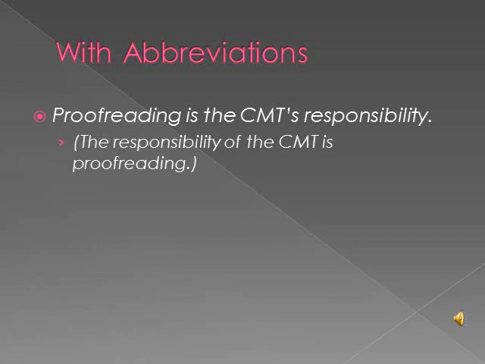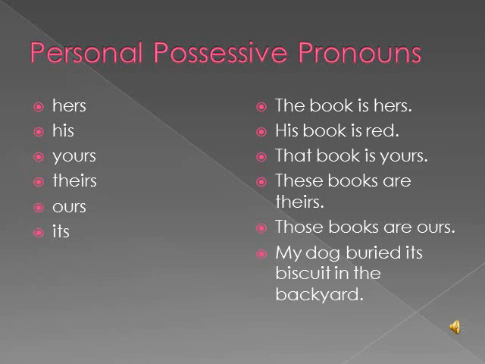Add an apostrophe S with abbreviations when it's possessive. Proofreading is the CMT's responsibility. It is the responsibility of the CMT, so it's possessive. They own it. So apostrophe S after CMT.